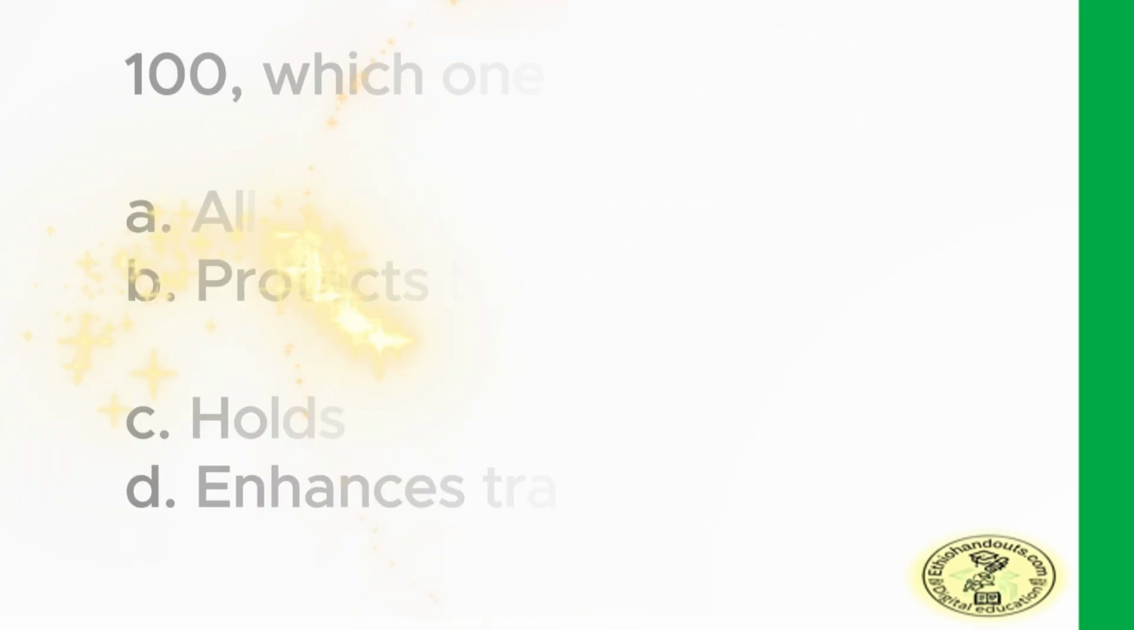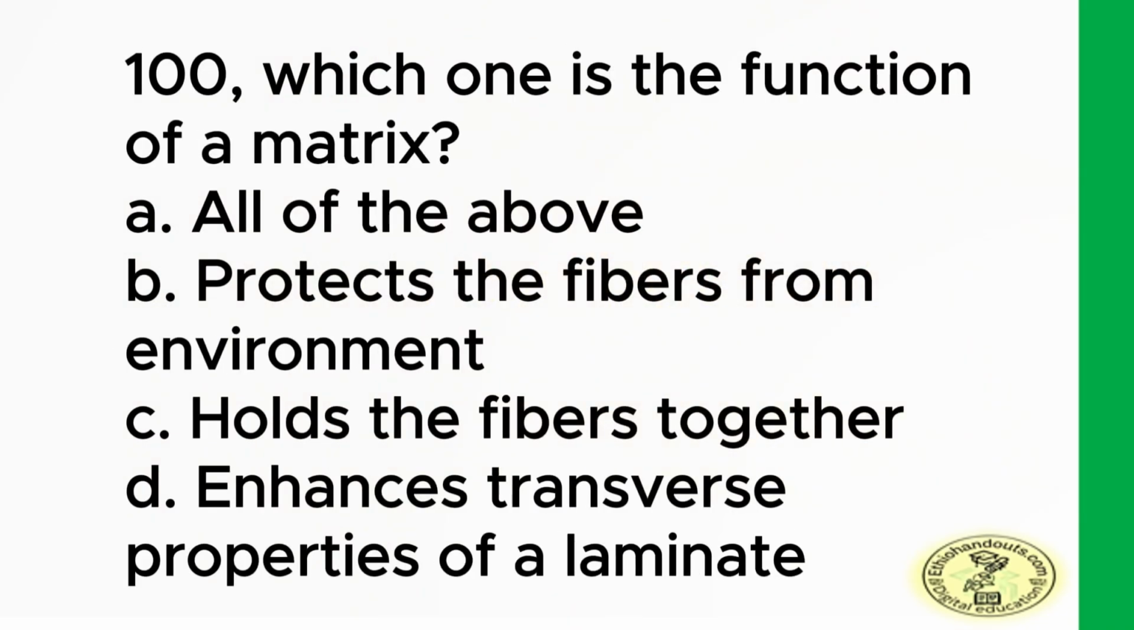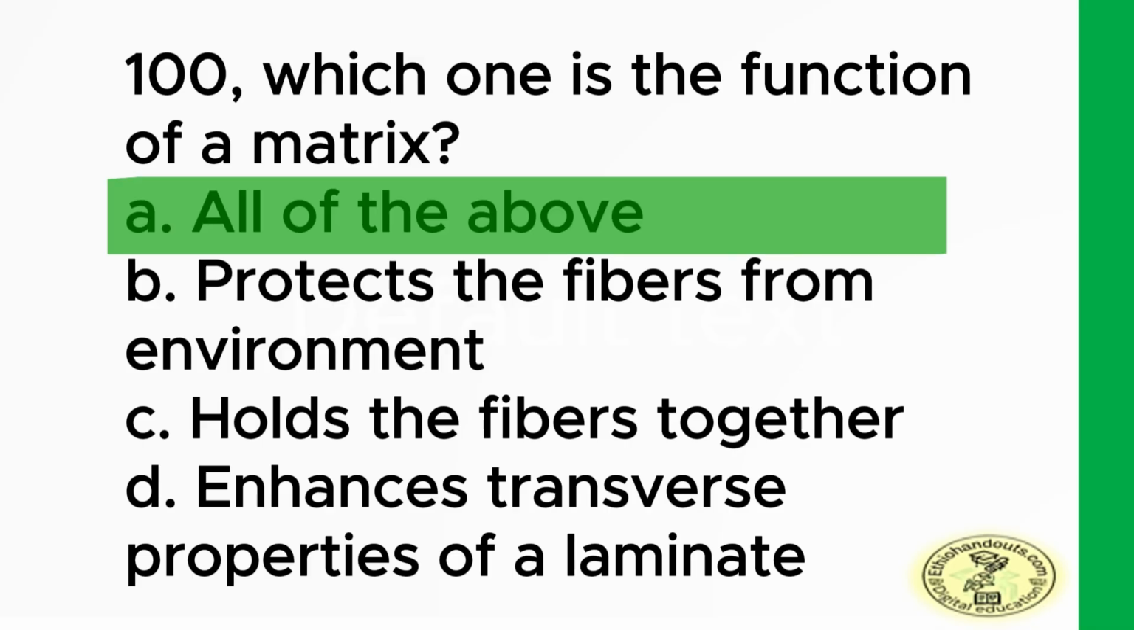The correct answer is C. Slush casting. 100. Which one is the function of a matrix? A. All of the above, B. Protects the fibers from environment, C. Holds the fibers together, D. Enhances transverse properties of a laminate. The correct answer is all of the above.